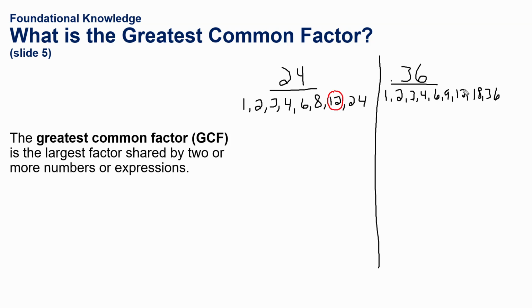So this would be considered the greatest common factor of 36 and 24. Now, other common factors are 2, and 2 is shared, 3 and 3 is shared, 4 and 4 is shared, and 6 and 6 are shared. But none of these are the greatest common factor, which is 12. So we would say the GCF of 24 and 36 is equal to 12.